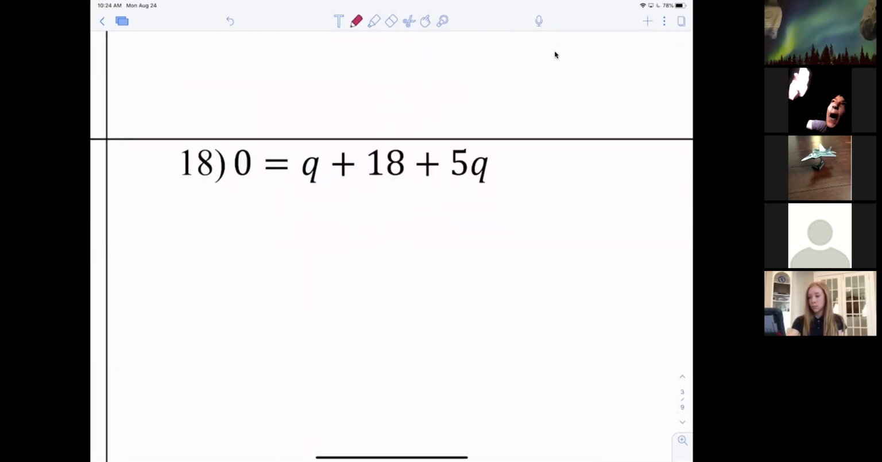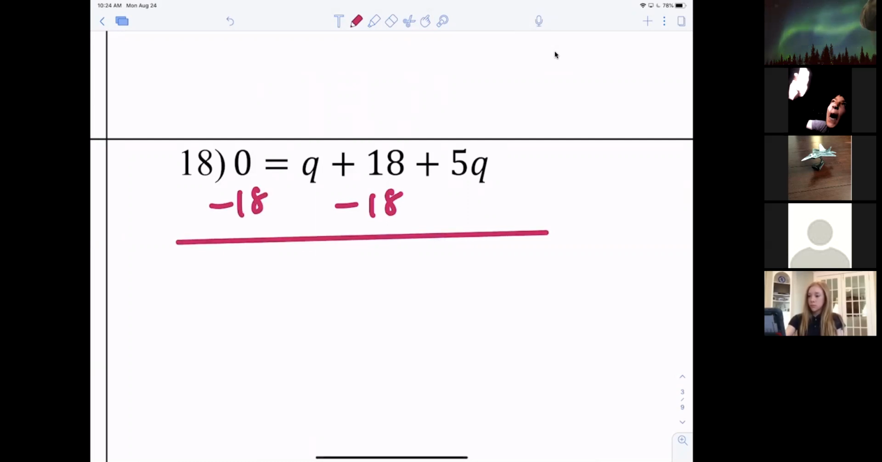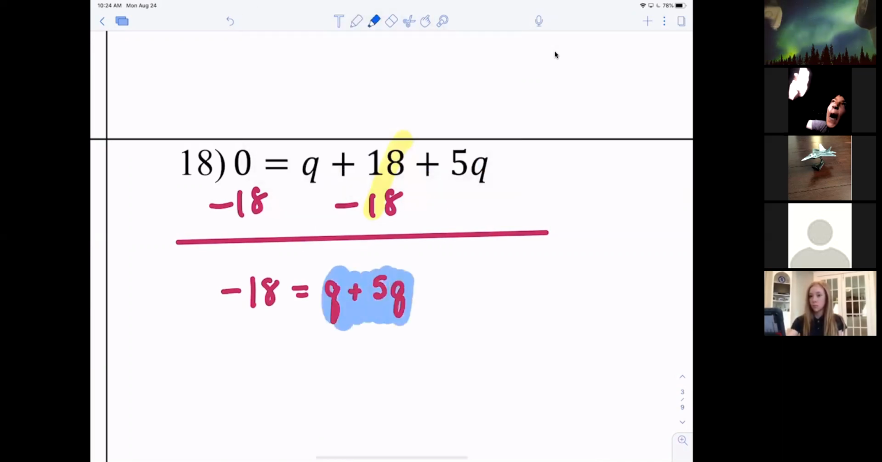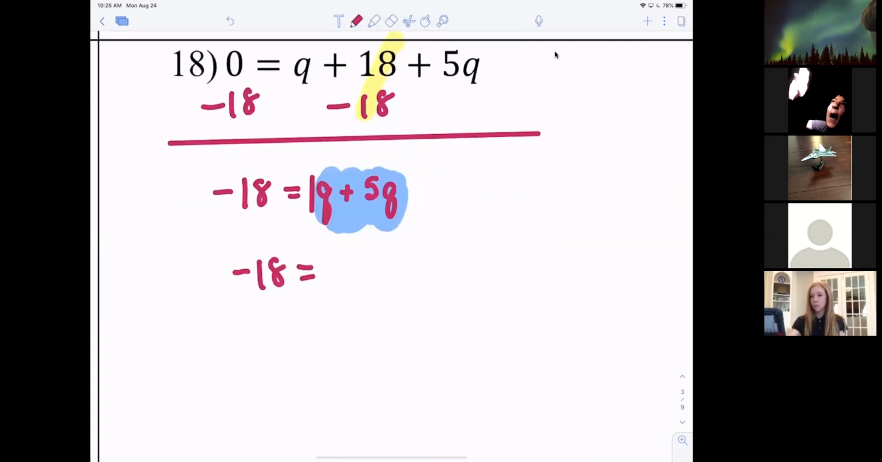Okay. So first, we're going to do minus 18. Okay with that? Minus 18 and then minus 18. So we cross out the plus 18 and the minus 18, because those cancel. And then you get negative 18 equals 5q plus q. Okay, what is that now? 5q. Wait a minute, there's a 1 in front. Oh, so it's 6q now. So negative 18 equals 6q.